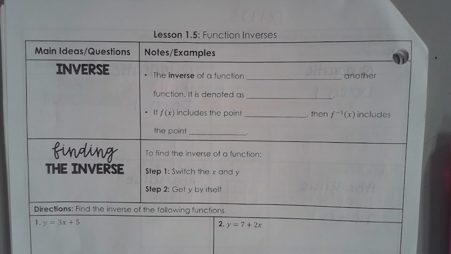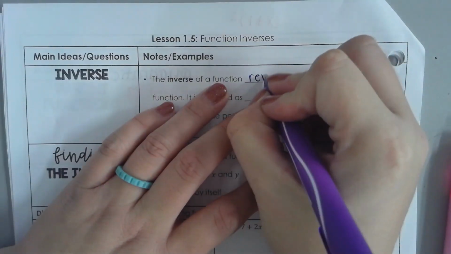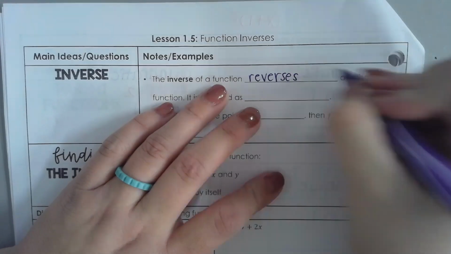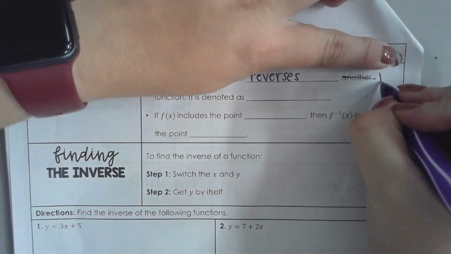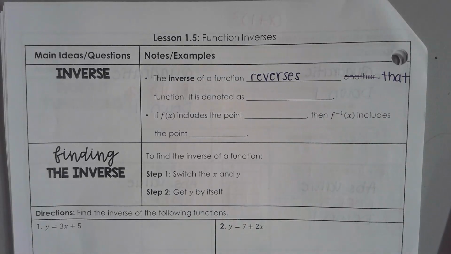The inverse of a function reverses that function. And the special notation that we use is a -1 exponent.